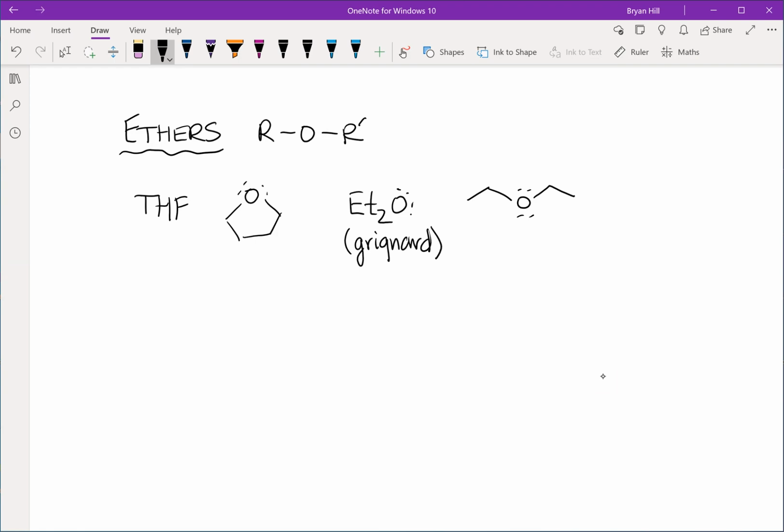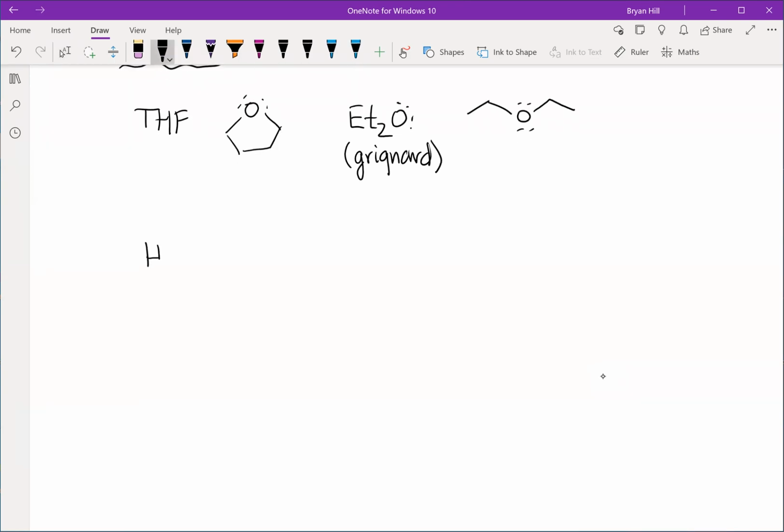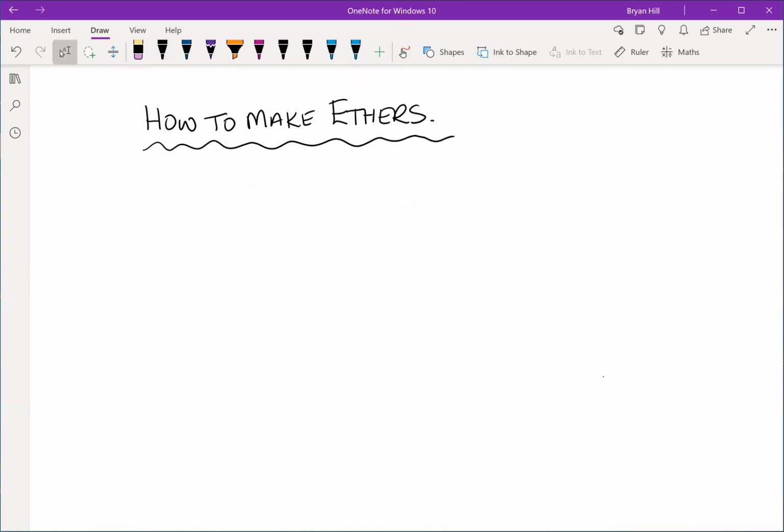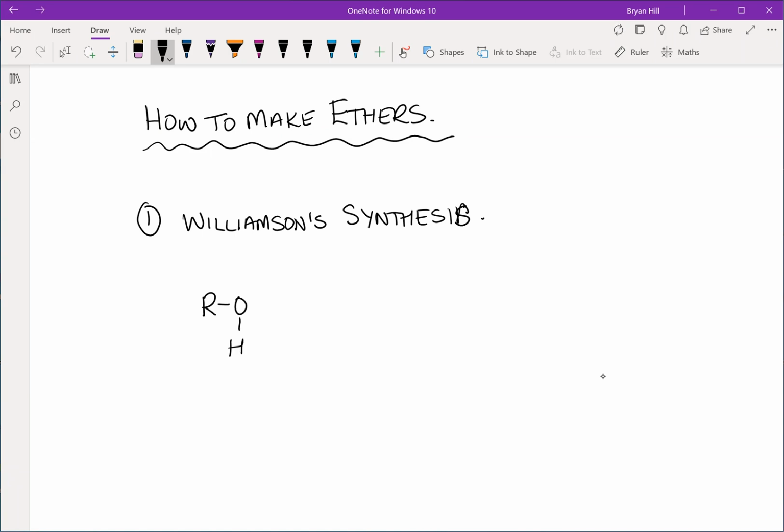So at the end of organic one, how to make ethers. At the end of organic one, there was a method that we used. And I guess the technical name for this is Williamson Synthesis. So we would take our alcohol, we would react it with sodium hydride.